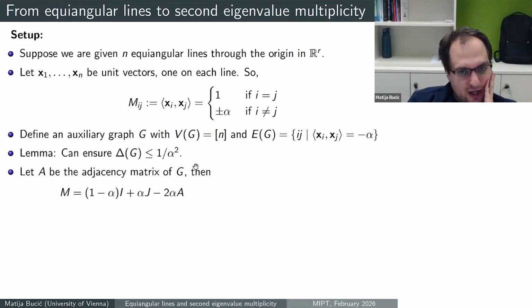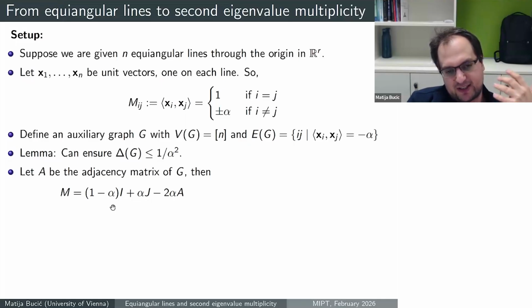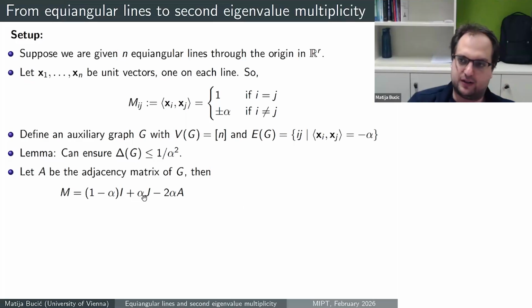Very good. So now let's write down this equation here, this definition of the Gram matrix, as a matrix equation. In particular, I want to write M in terms of the adjacency matrix of our auxiliary graph. So A here is the adjacency matrix of graph G, J is the all ones matrix, and I is the identity. So what I'm doing here is saying, well, this Gram matrix, let's start with making it alpha everywhere. And then where we want to have a minus alpha, let's just take a -2 alpha. This is what the adjacency matrix is encoding.